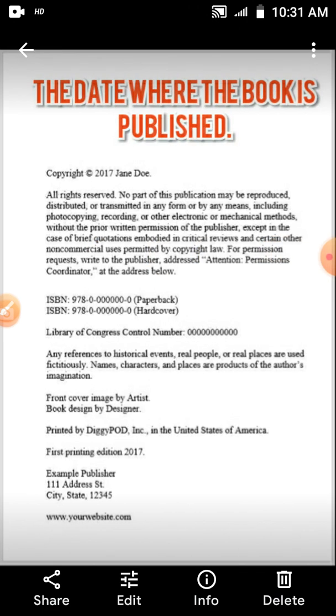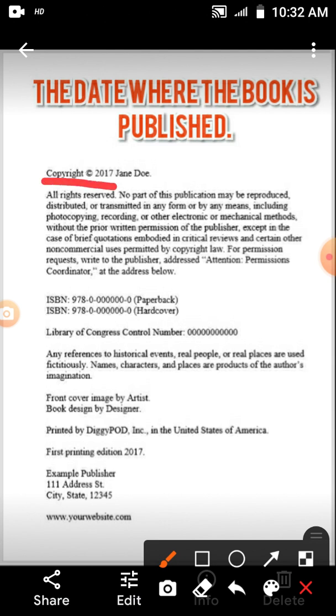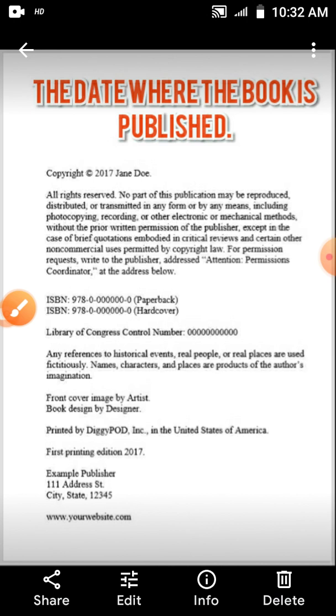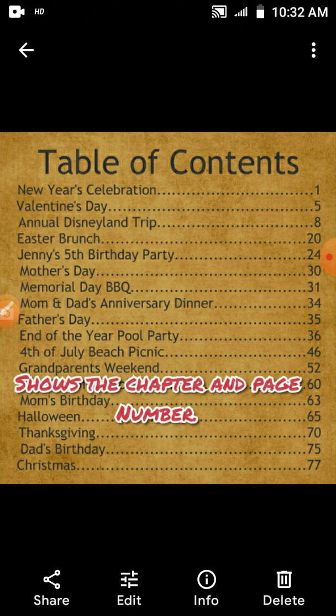And the next is copyright. What is copyright? Copyright is a page in which the date is written when the book was published by the writer or a publisher. Okay, as you can see in the picture, it is written copyright 2017 Jane Doe. So this is the sample of the copyright page, you can see.